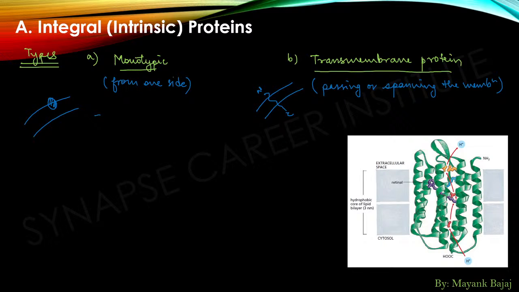So if I give you the example for monotopic proteins, the best example is the cyclooxygenase enzyme. Right? So cyclooxygenase enzyme is a monotopic protein which protrudes only from one side. That means it is not completely embedded inside the membrane, right? And what is the role of the COX enzyme? Can anyone tell me? What is the role of the COX enzyme?